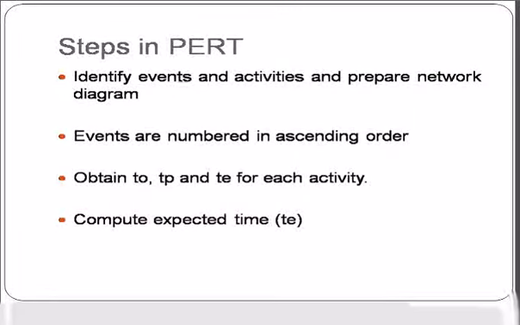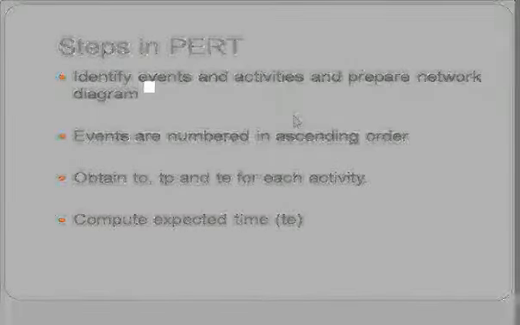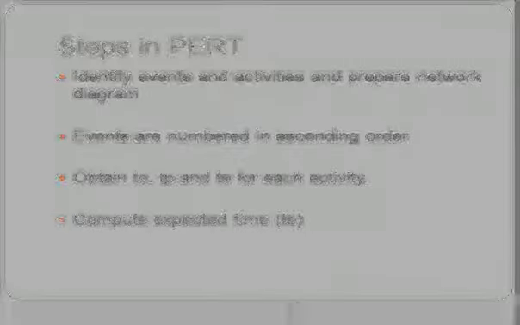How can we calculate this TE? TE is equal to TO plus 4TM plus TP, divided by 6. That is equation 4 for calculating TE. Then compute the expected time. Expected time is calculated by the said equation.